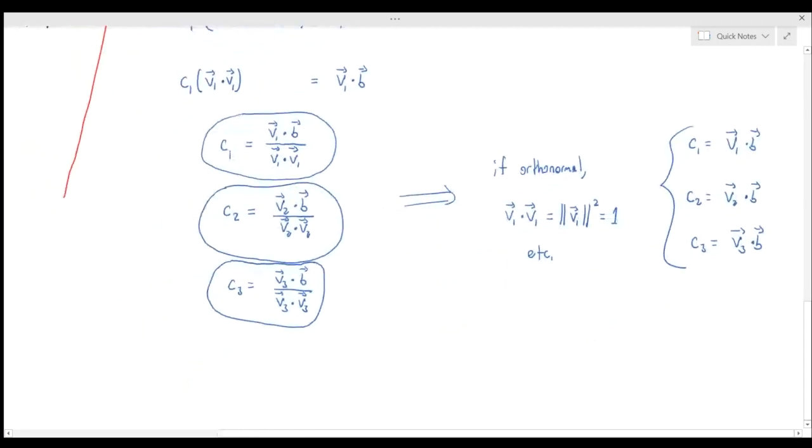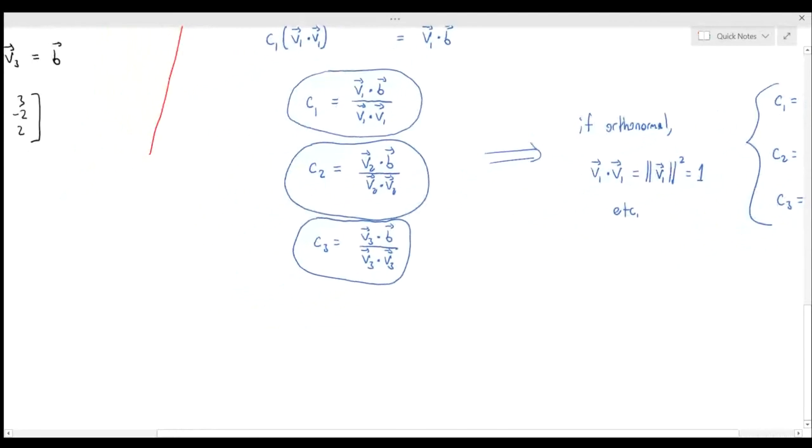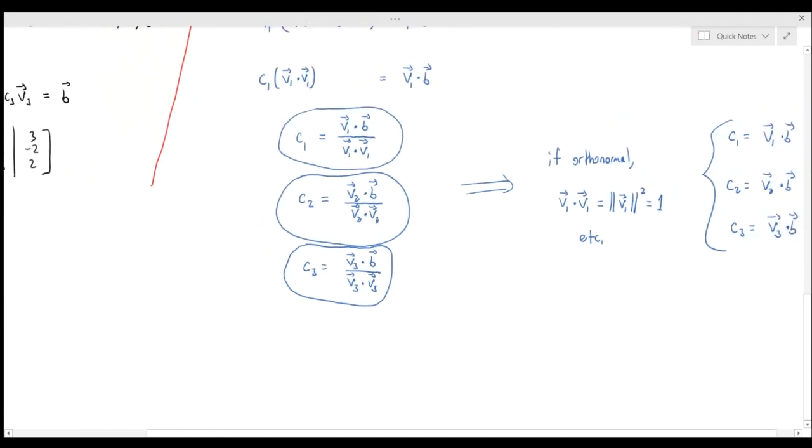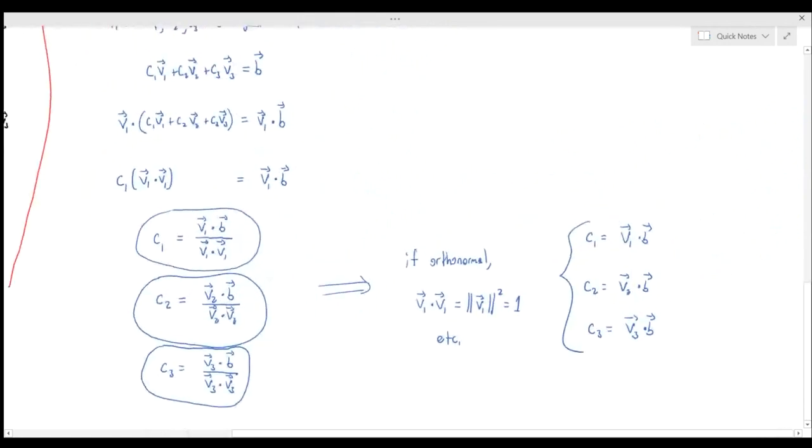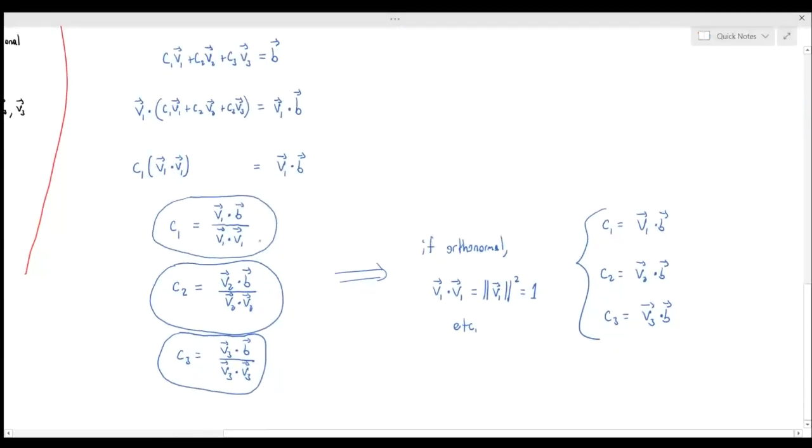Now, I'll mention one more thing, if you look at these formulas that we did end up getting for the coefficients, let's say I plug them back into the equation. These were the coefficients for expanding B as a linear combination of v1, v2, v3.